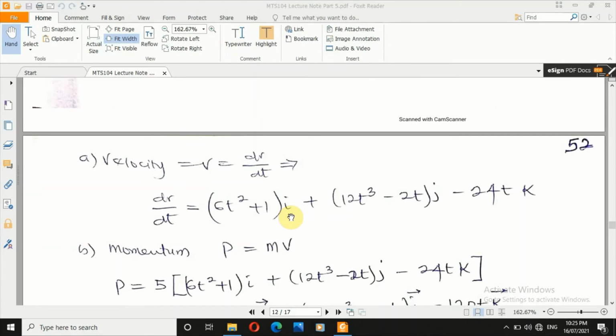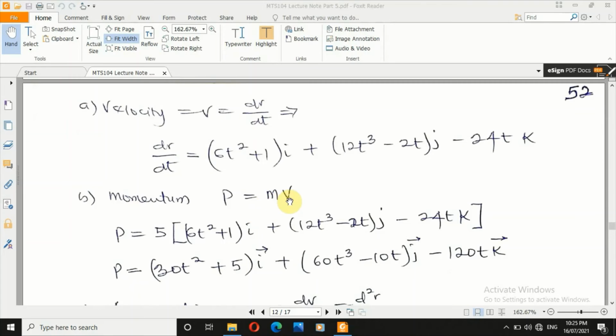So if you differentiate, you have this. So what about the momentum? Momentum is mass times velocity. So the mass, then we have the velocity. So you multiply each component, 5 times 6, 5 times 1. Here, 5 will also multiply 12, 5 times minus 2 again, then 5 times 4, then we have this. So the momentum of the particle is this.